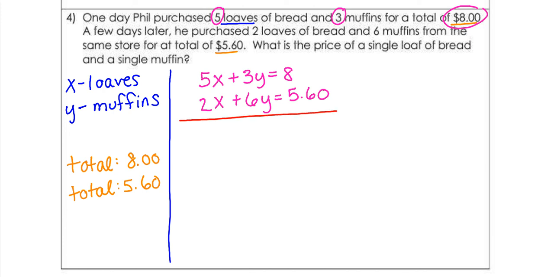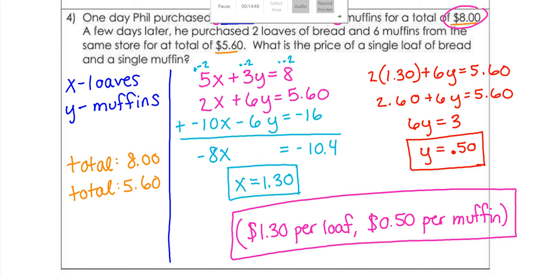All right. Go ahead and solve this system using elimination and come on back to check your work. All right, check to see if you got $1.30 per loaf of bread and 50 cents per muffin. If you did not get these answers, pause the video to check and see where you went differently in your math.